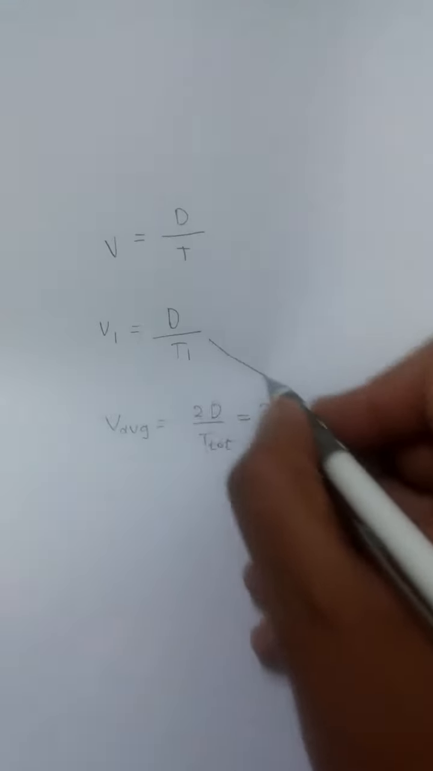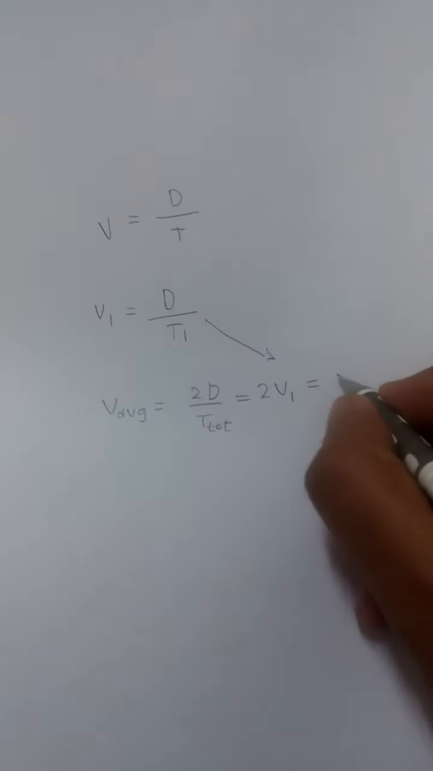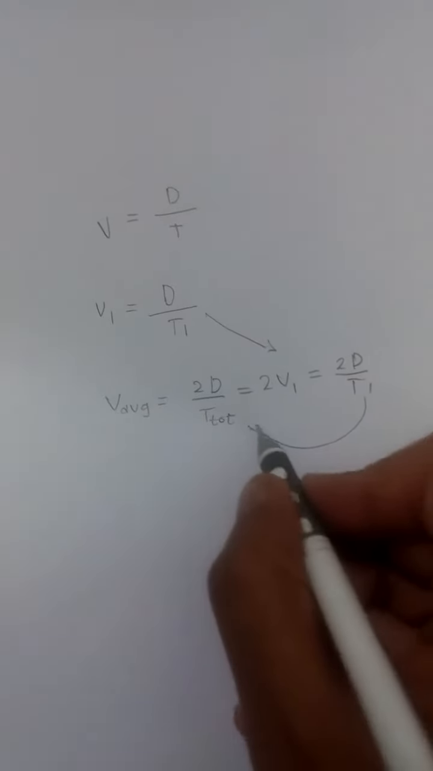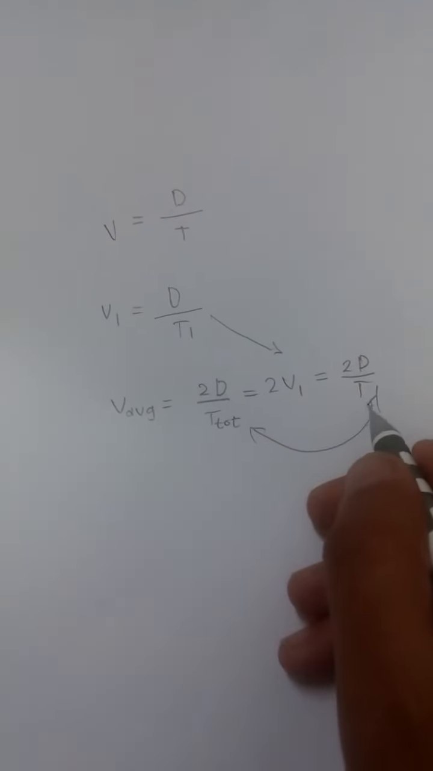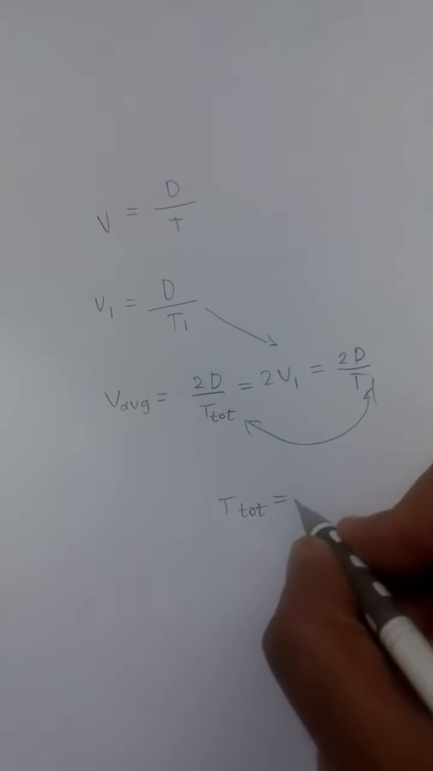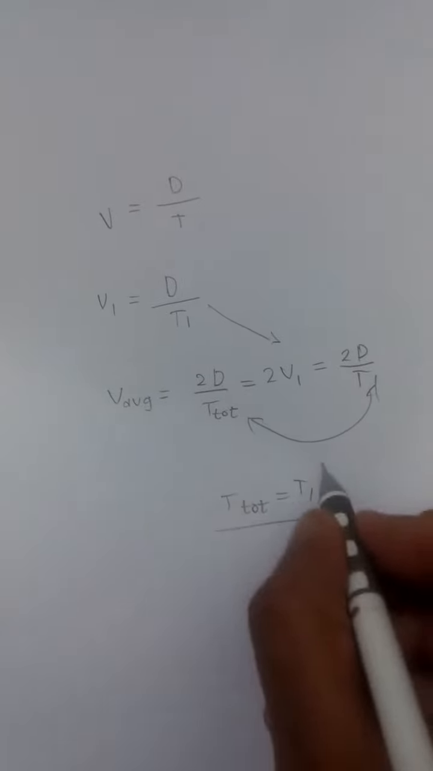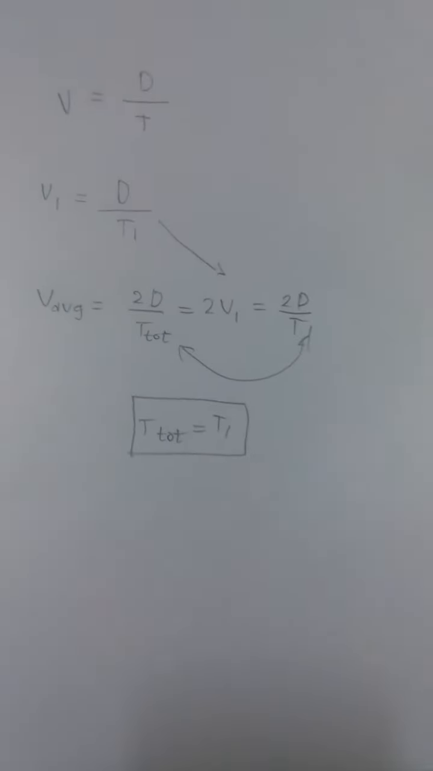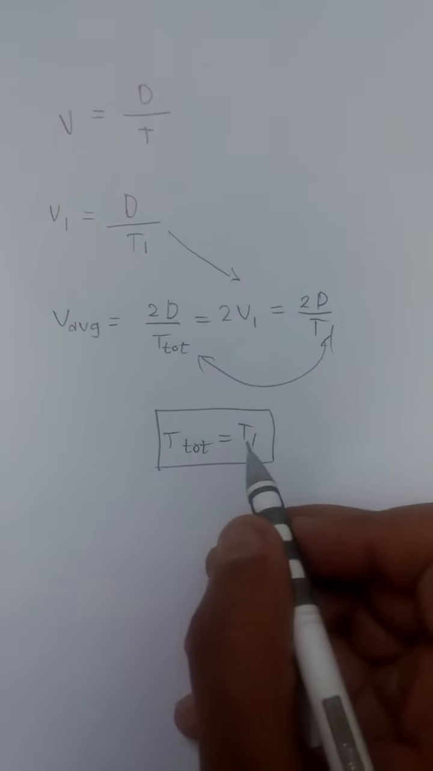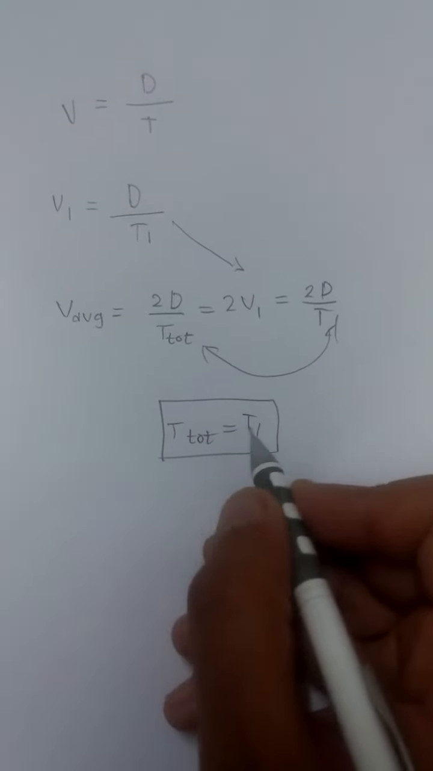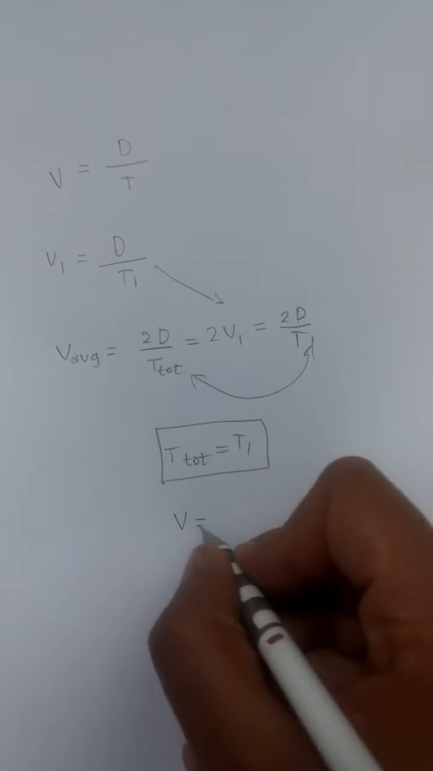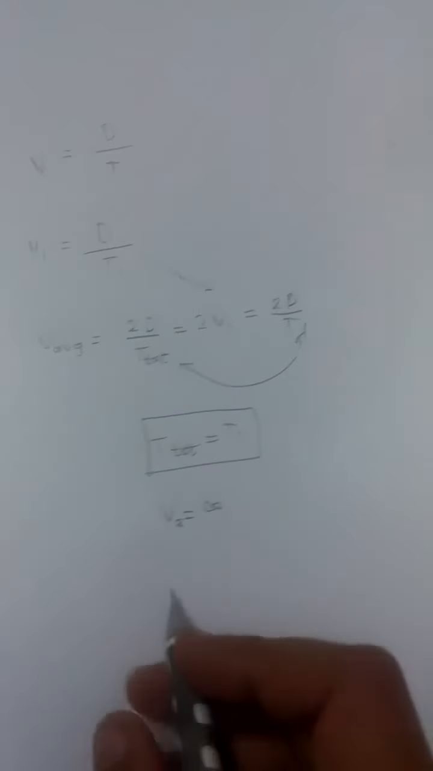From this, we can substitute v1. We get 2d over t1. By comparing these two, we notice that t total equals t1. This means that we have to move with infinite velocity to finish the second lap in no time, and make the total time equal to the first lap time. So the velocity of the second lap must be infinite.